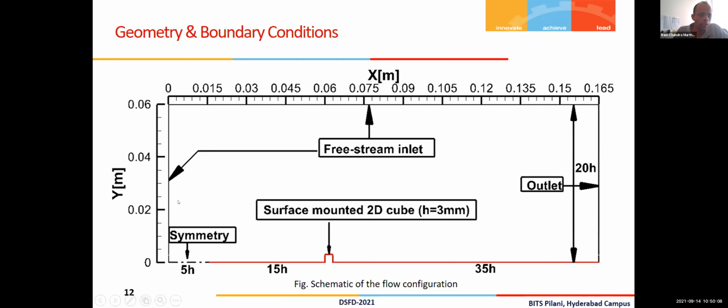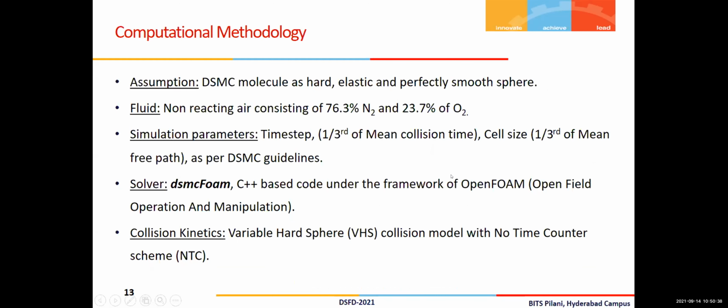The left side vertical surface is the inlet essentially, but the left and top surfaces are both given free stream inlet conditions, where molecules can enter primarily, but they can also exit the flow domain. And on the right side, the vertical edge is the outlet, where the molecules primarily leave the flow domain. The height of the channel is 20h, 20 times the cube height, which is sufficiently far enough so that the effect of the bottom wall is not felt at the top surface.